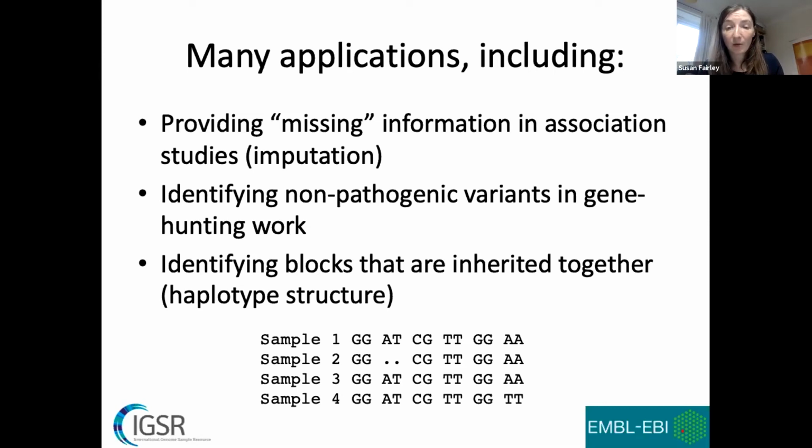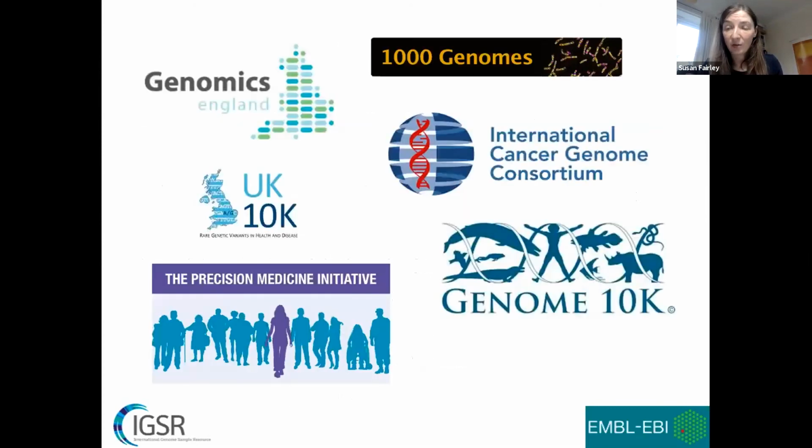Another one, which we touched on when talking about imputation, is identifying blocks of sequence that are inherited together, which is called haplotype structure. Okay, so that's some of the uses of the 1,000 genomes data. The other thing that 1,000 genomes did, as I said already, is pioneer the development of a lot of these techniques and methodologies.